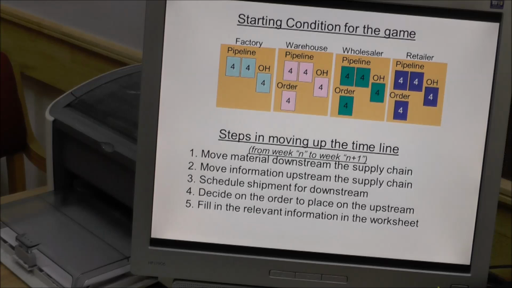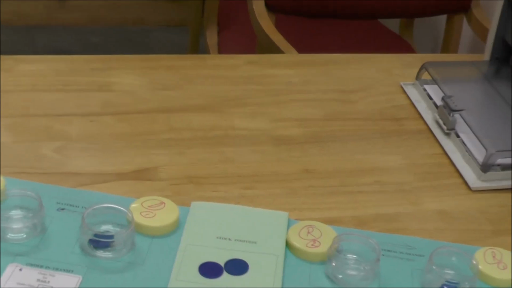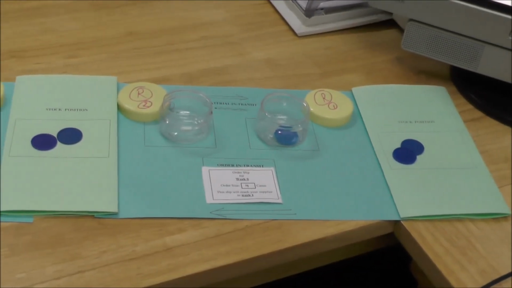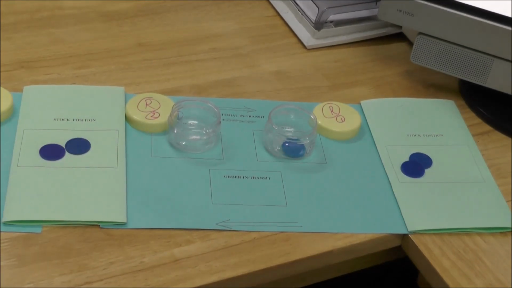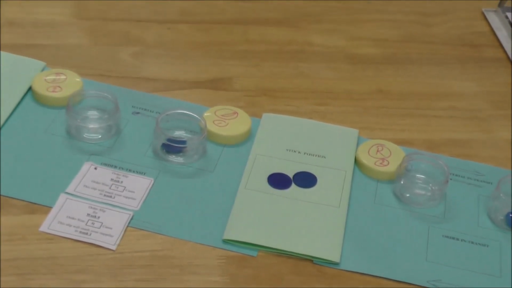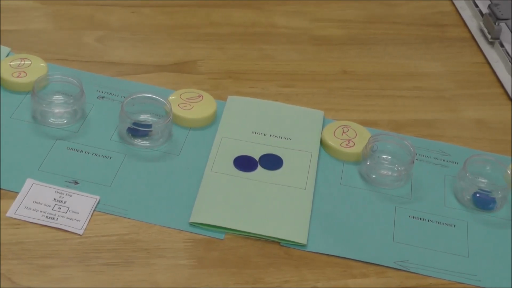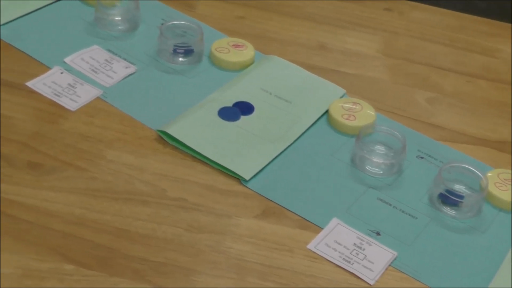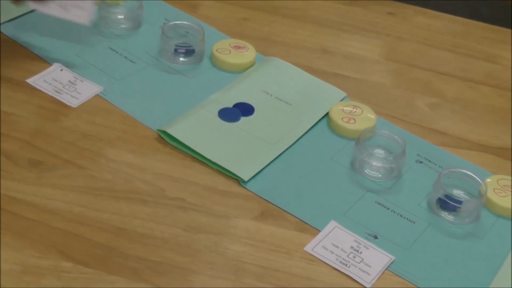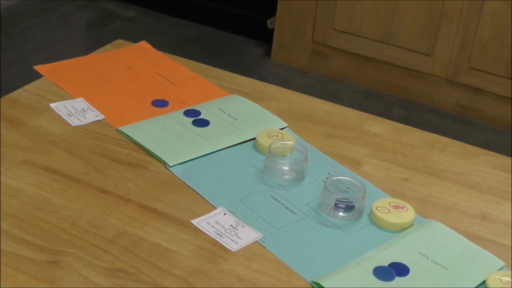Now since 1 week has passed by, we have to move the order information to the next position upstream, which means now the retailer has to move this position here. The warehouse will move it to the distributor, the distributor will move it to the factory warehouse, as you see here, and the factory warehouse will move it here to the factory. So all of us have received an order slip now.